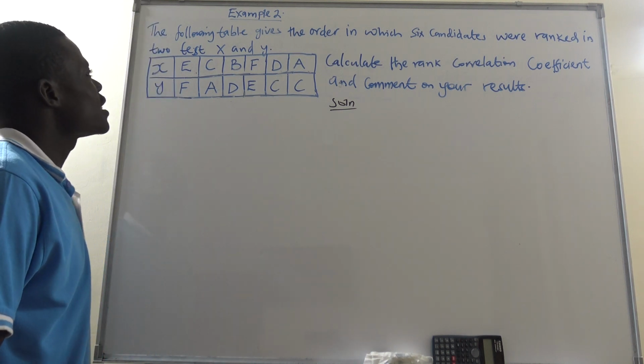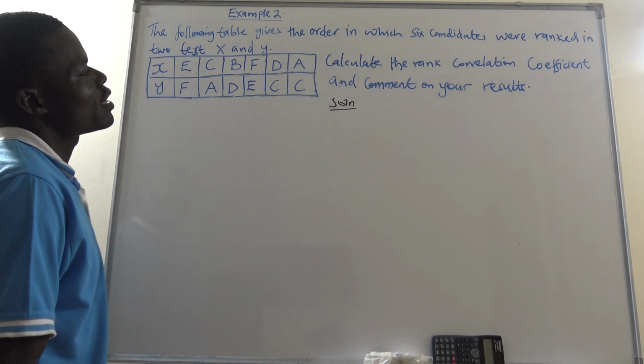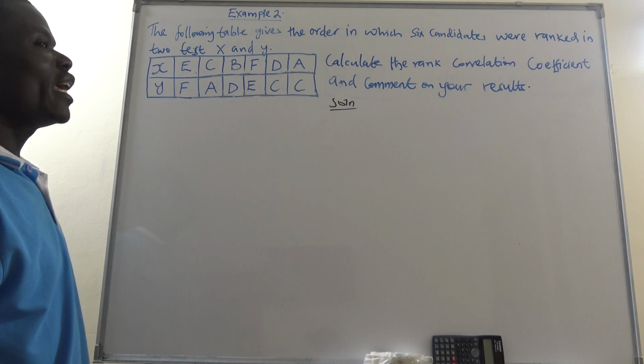In this video, we shall look at an example of how to calculate the rank correlation coefficient using Spearman's correlation coefficient, or Spearman's method. In today's example, they are saying that the following table gives the order in which 6 candidates were ranked in tests X and Y.